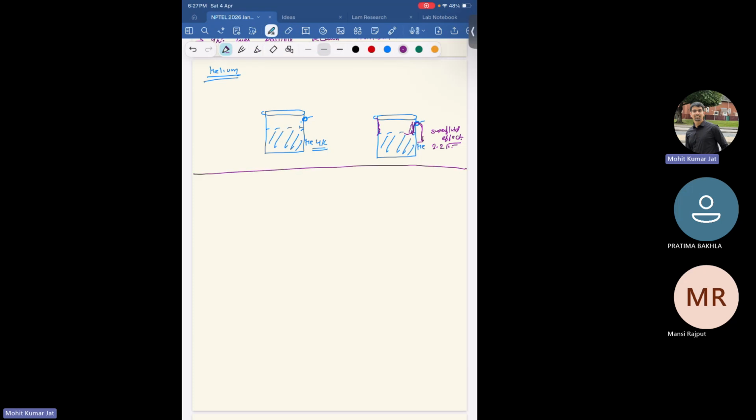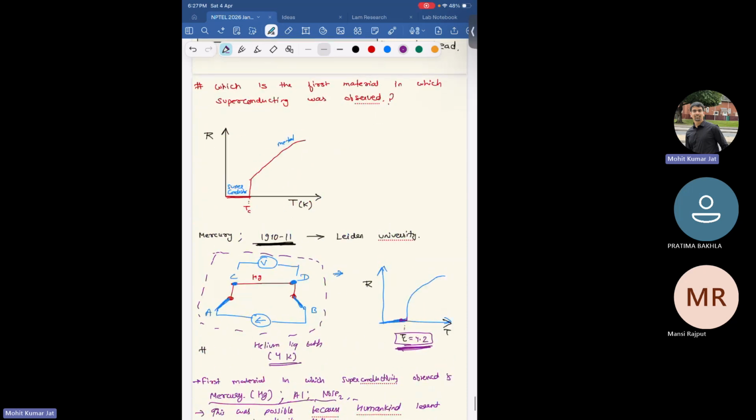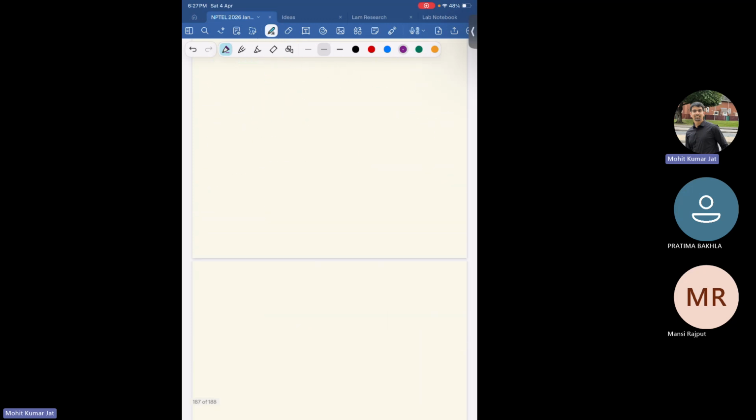I think I went off the topic, but I think this was important to discuss, how the first superconducting material was discovered, and later the BCS theory came. You can read about the BCS theory. These people are still alive, and they got the Nobel Prize for this also, I think. So this is about it.